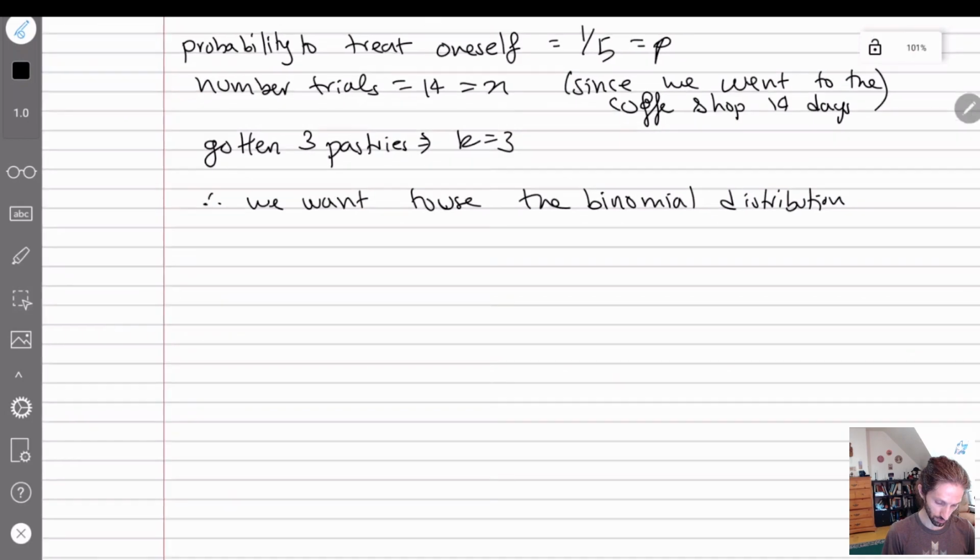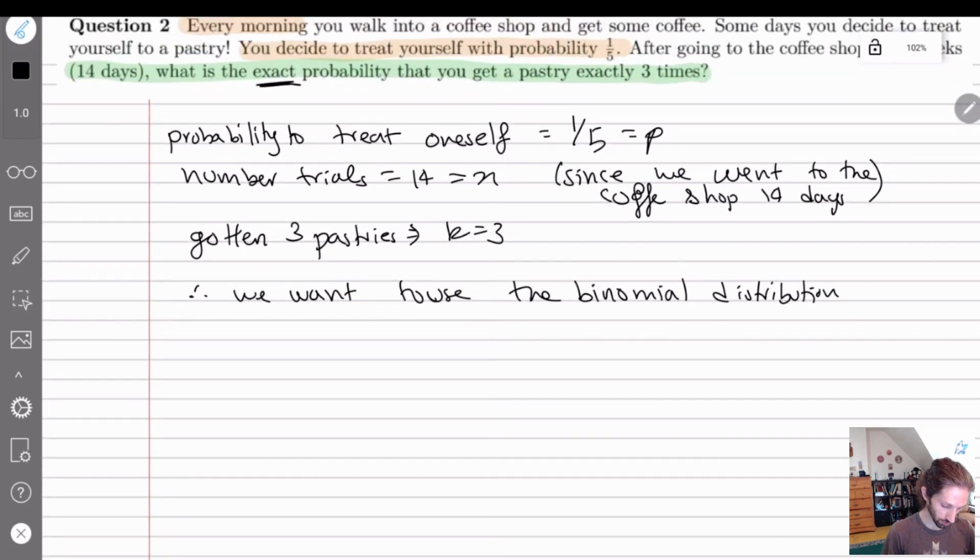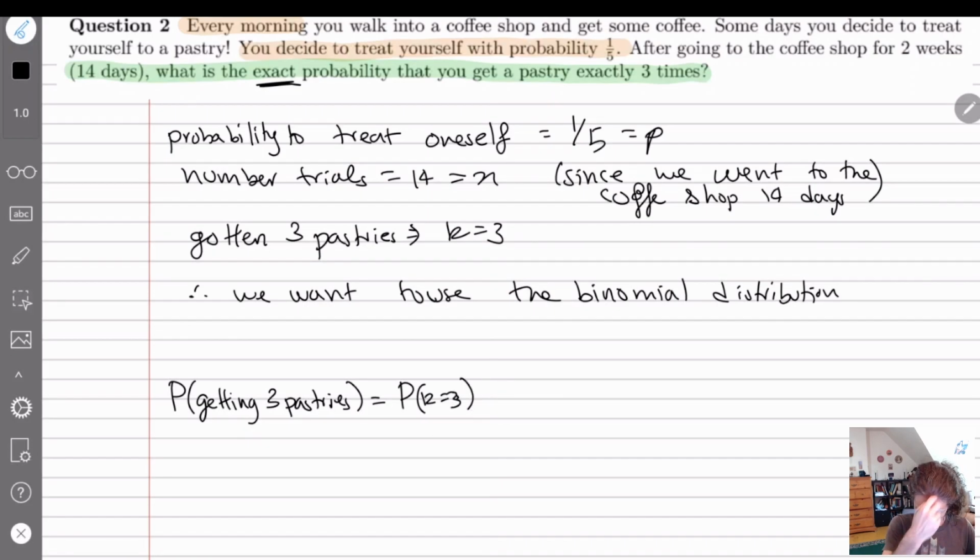Let me zoom in a little more. So what is the binomial distribution? The probability of getting 3 pastries, which a lot of times we'll write as the probability that k is equal to 3, right? We're saying when is k equal to 3. This is given by n choose k, p to the k, 1 minus p to the n minus k.